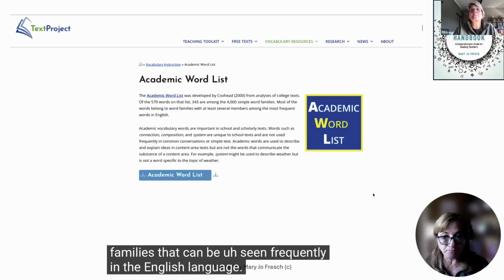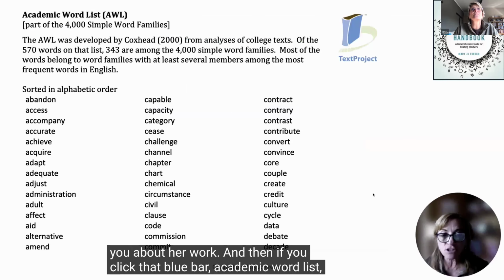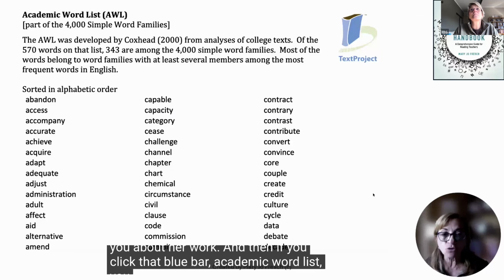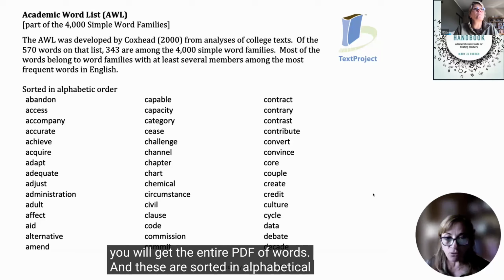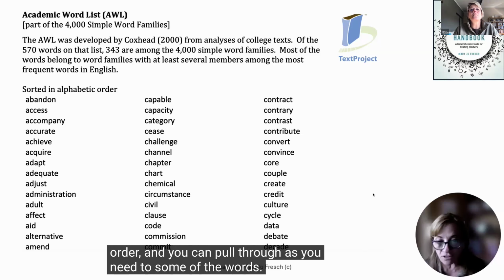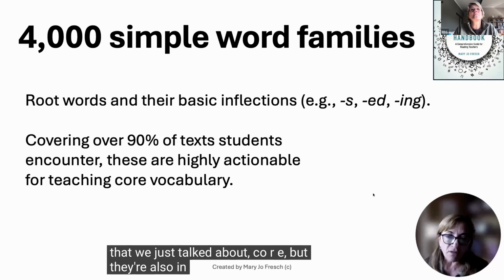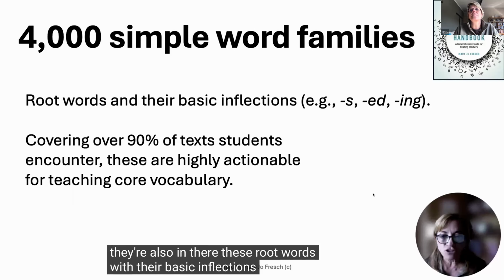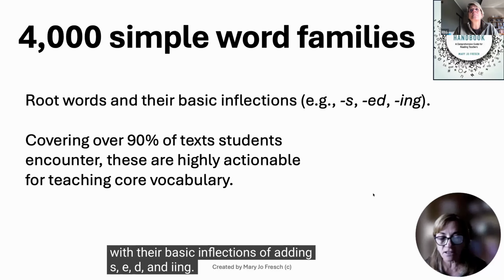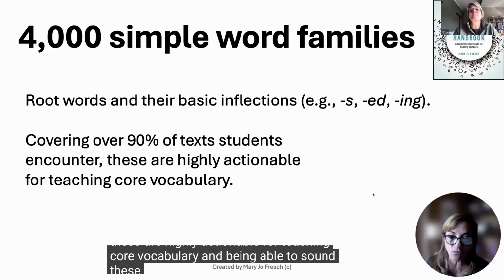When you click on the link, this is what you'll see, academic word list. It tells you about her work. And then if you click that blue bar, academic word list, you will get the entire PDF of words. These are sorted in alphabetical order, and you can pull through as you need to some of the words. There's core that we just talked about, C-O-R-E. But they're also in there, these root words with their basic inflections of adding S, E, D, and I-N-G. It's covering over 90% of text students encounter, and these are highly actionable for teaching core vocabulary and being able to sound these words out.